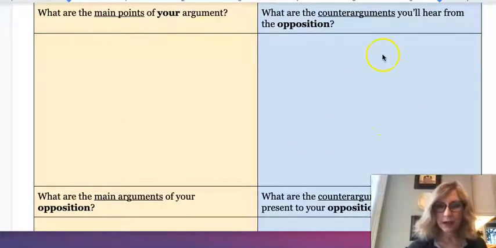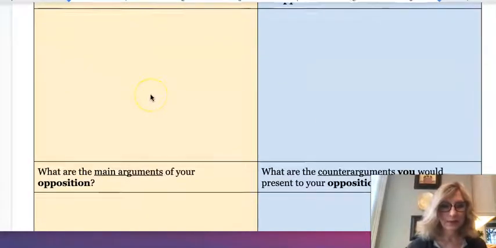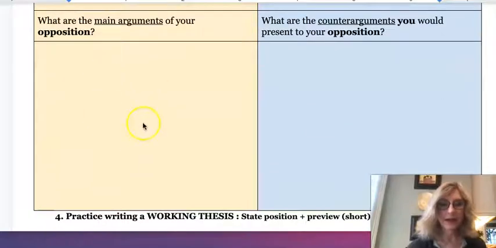And then what were the counter arguments you would hear from the opposition? Now, this may or may not be in your article, but you might have to come up with some ideas on your own. So make sure that they match. And I'll give you an example in a minute. Now you're going to anticipate the main arguments of your opponent or the counter arguments or someone who is against your position. And then what would you say in answer to that, like a rebuttal?